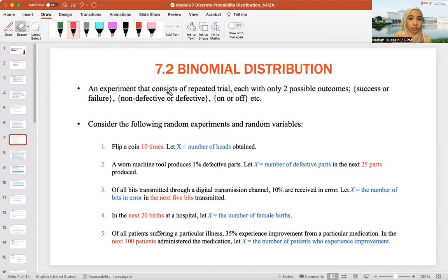But for binomial distribution, the condition is that your trial must be repeated, must be repetitive. You cannot do one trial today, tomorrow another trial, next week another trial. So the binomial distribution cannot be applied. It has to happen within the same time frame.